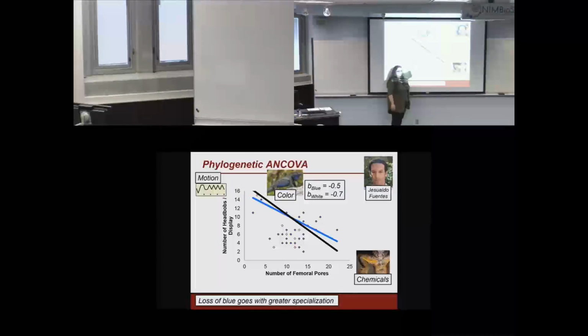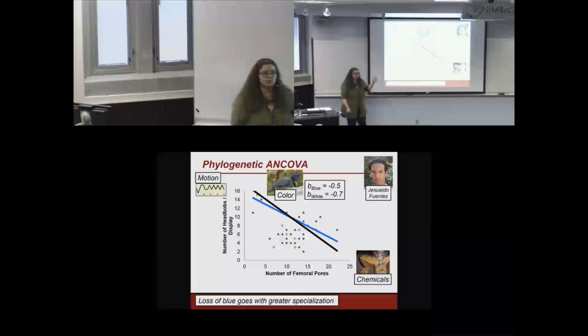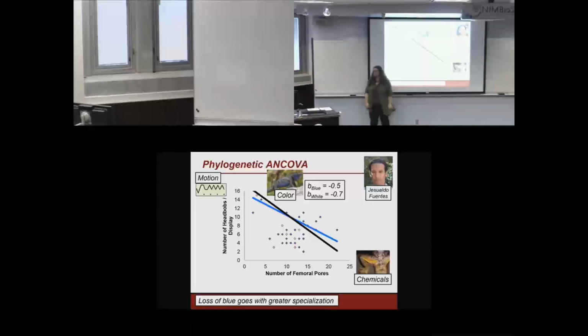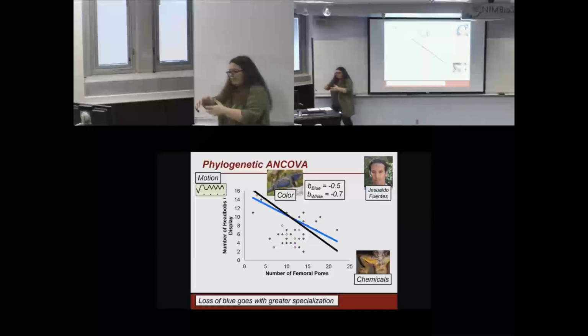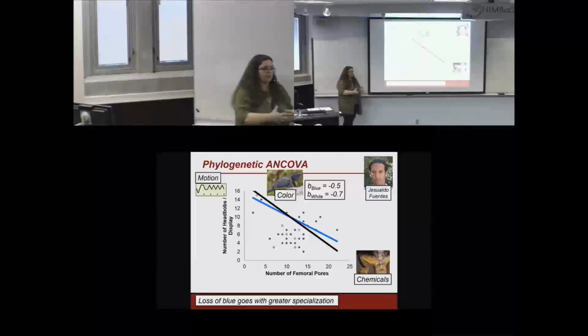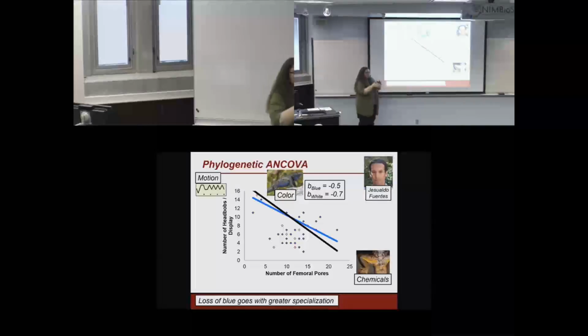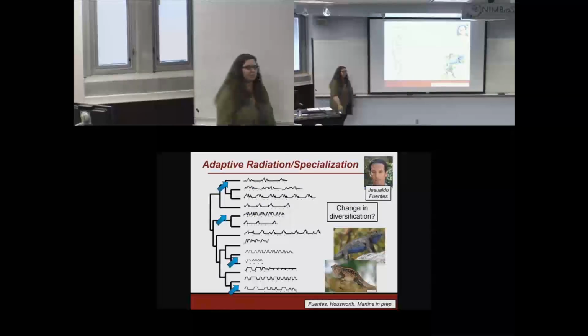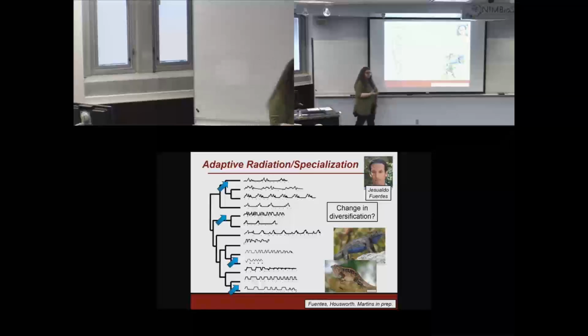The basic relationship is that there's a trade-off between the two traits. Some species tend to be more variable in the head bobs and others go higher in ephemeral pores. And in the white species, when they've lost the color signal, they're becoming even more specialized, one way or the other. This made us start thinking about adaptive radiations and actually adaptive specialization.